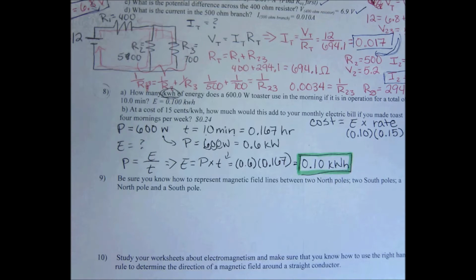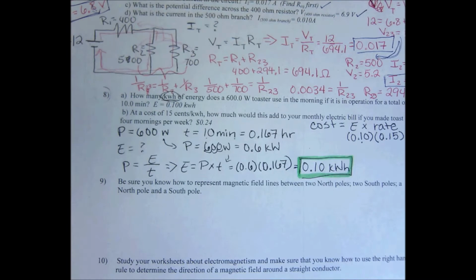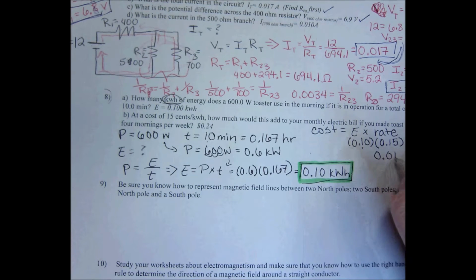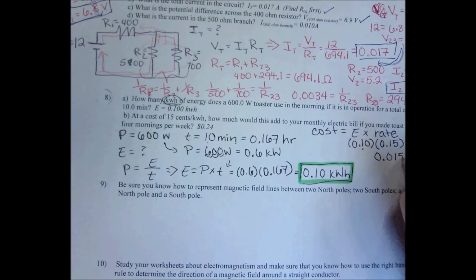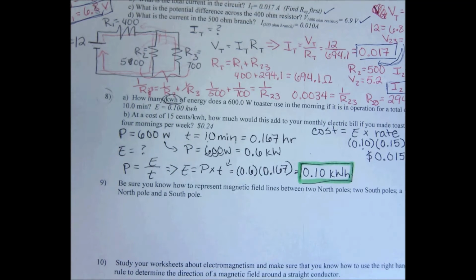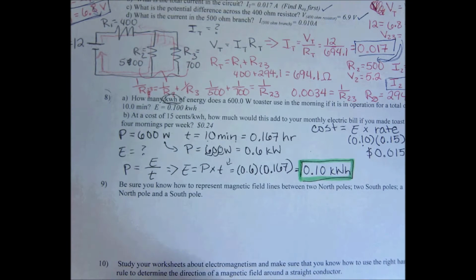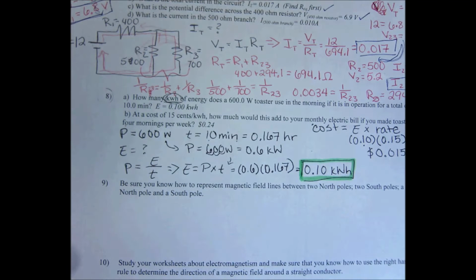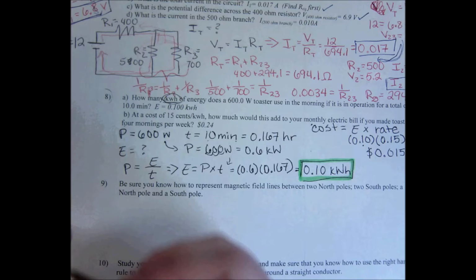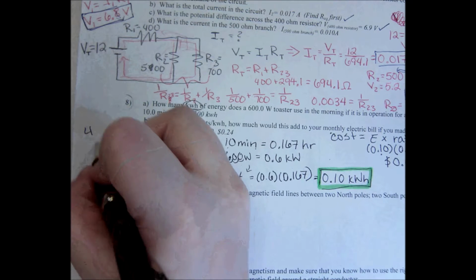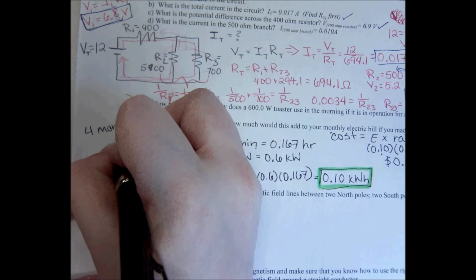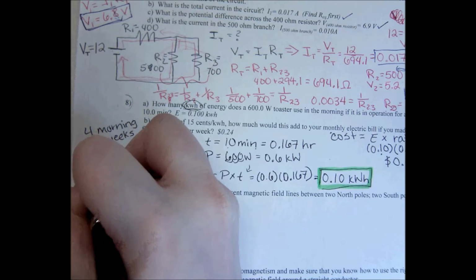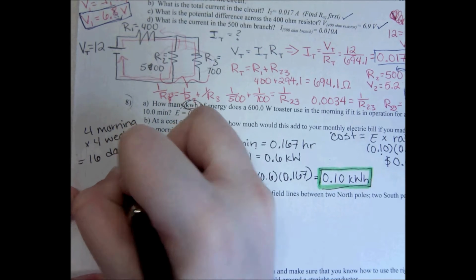Okay, sorry. So yeah, 0.1 times 0.15 tells us that every day your toaster is going to cost you $0.015. But it doesn't ask you how much for one day. It says how much per month if you're using it 4 mornings per week. So 4 mornings per week, 4 weeks in a month. So that's a total of 16 days per month.